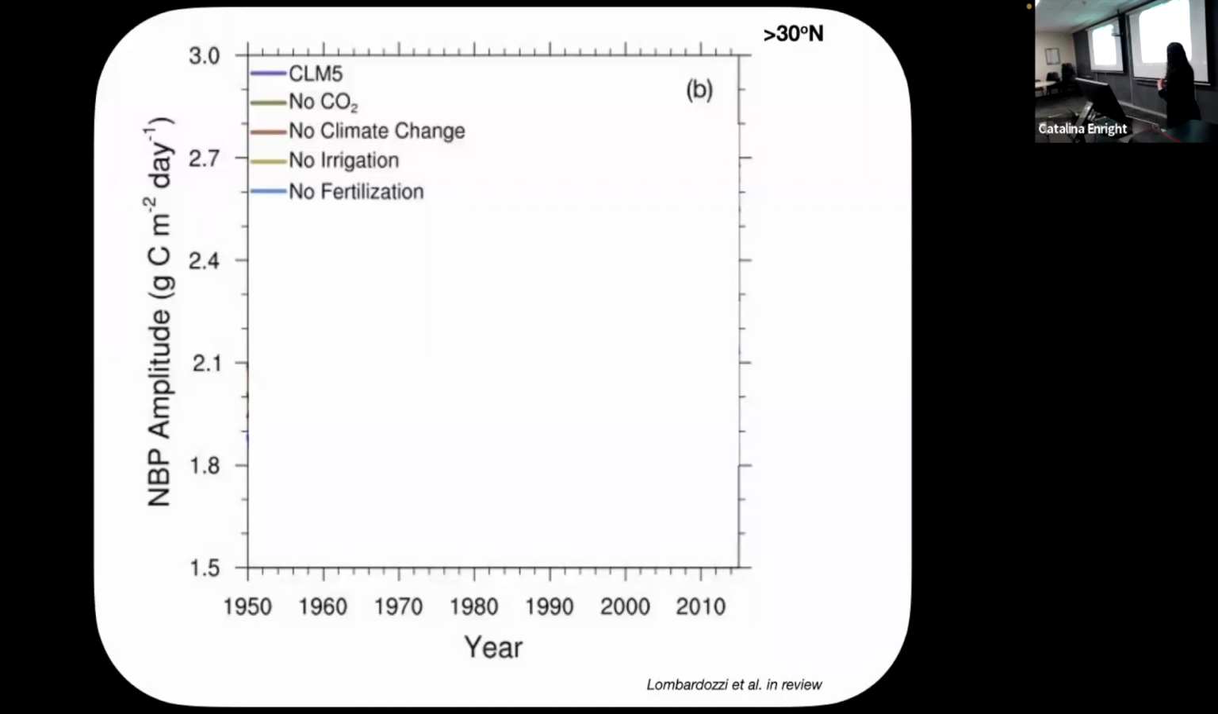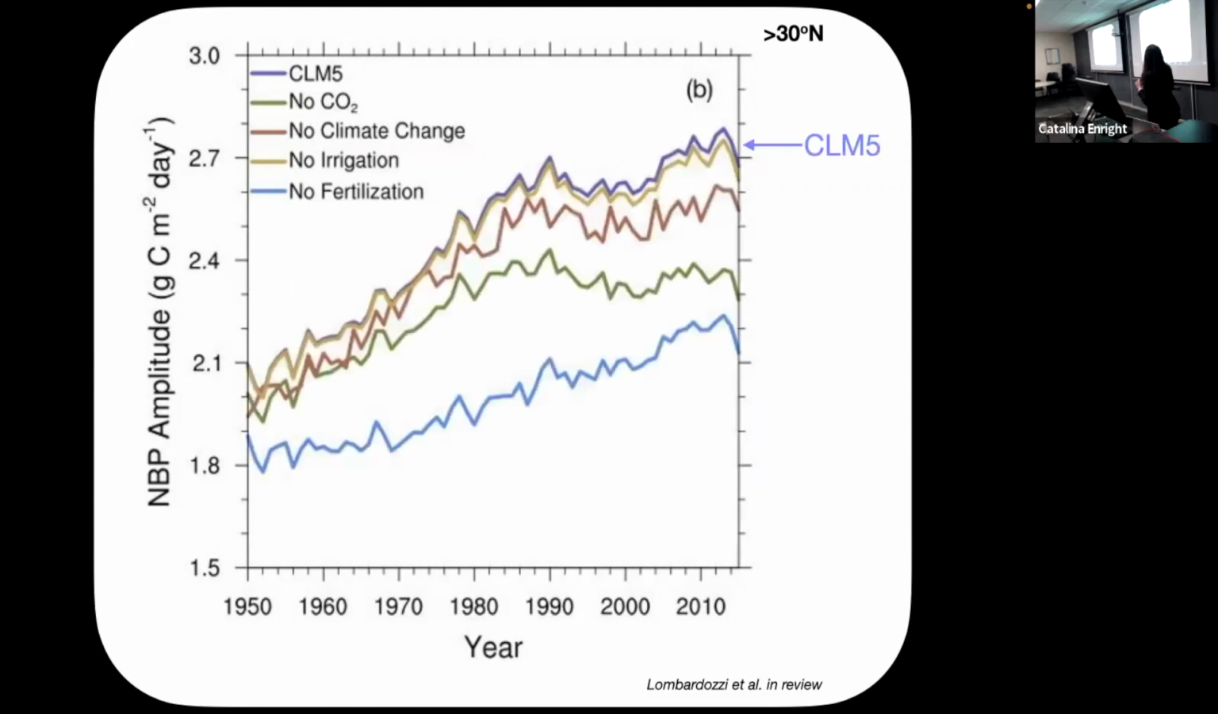So this plot is showing net biome production amplitude. I've started the plots in 1950 and run through 2015, which is when the model simulations ended. I should also highlight that I'm only looking at the land area in the northern hemisphere above 30 degrees north, because that's really the region that's driving the changes in amplitude. Okay, so here are the results.